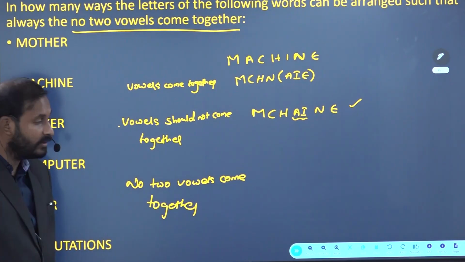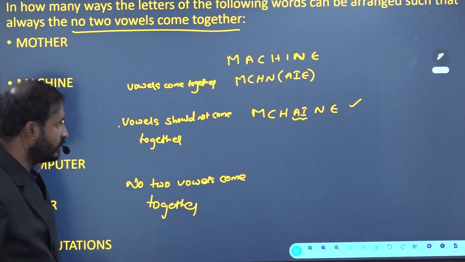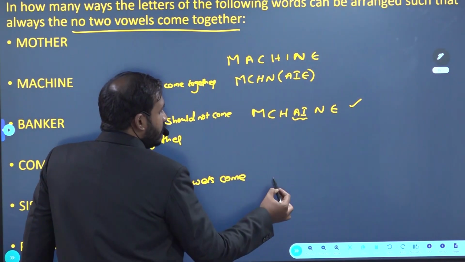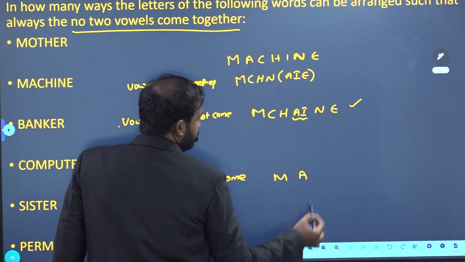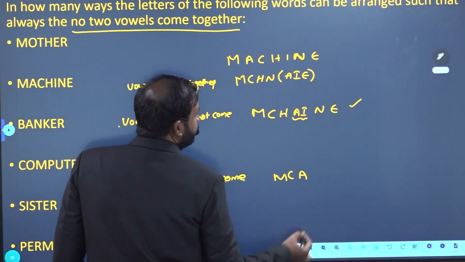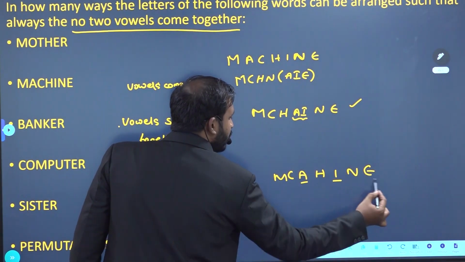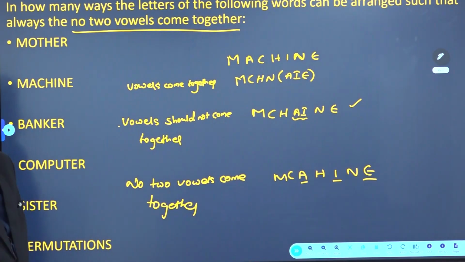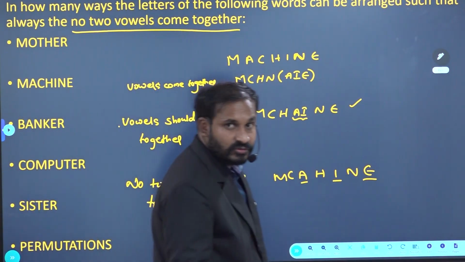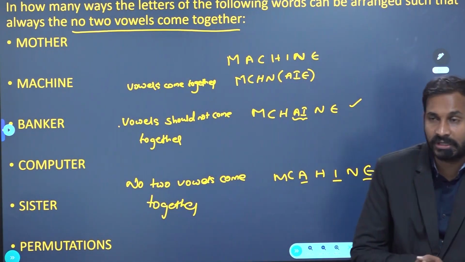Now come to the third one. No two vowels come together means definitely no two vowels should be side by side. That means MCA, H, I, N, E. That means all the vowels should come individually. They should not come together.